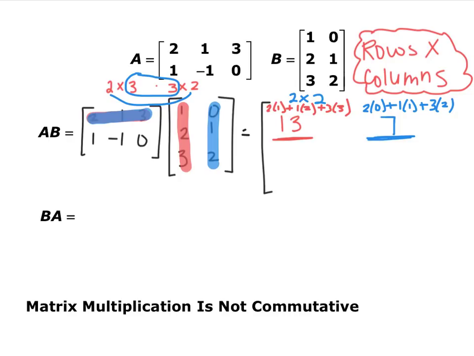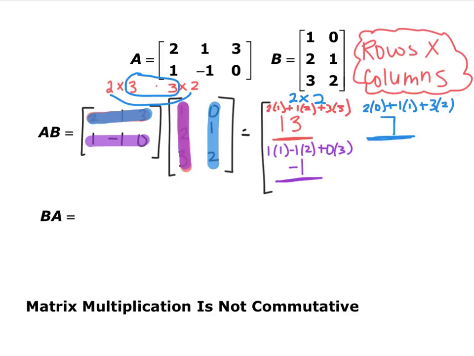So now we want to find the entry in the second row, first column. So we're going to multiply the second row of the first matrix by the first column of the second matrix. So go ahead and pause the video and try that. So you should end up with a -1. You end up with 1 times 1 minus 1 times 2 plus 0 times 3. So you end up with a -1.